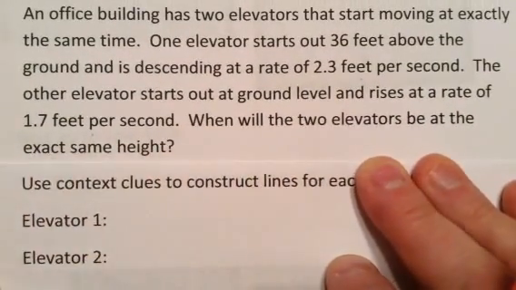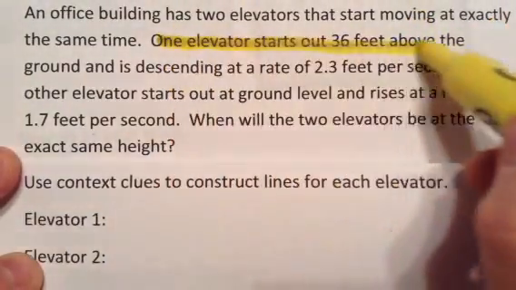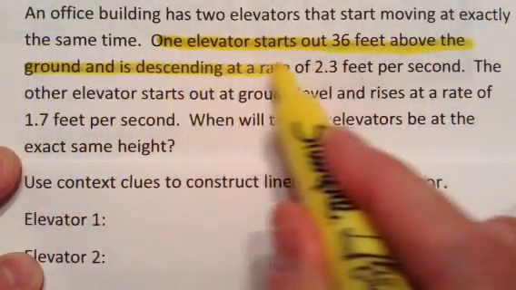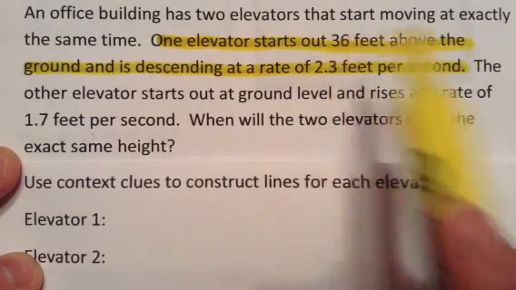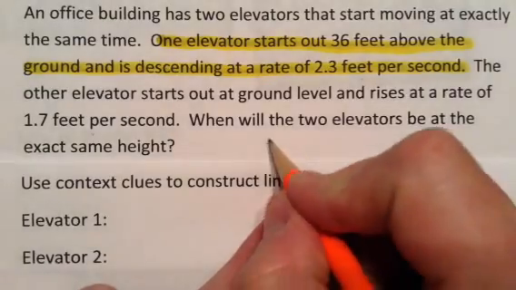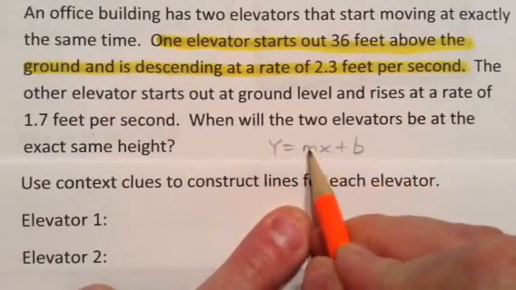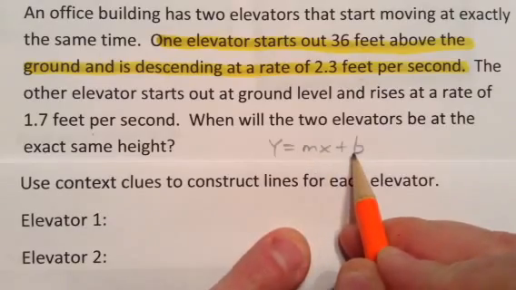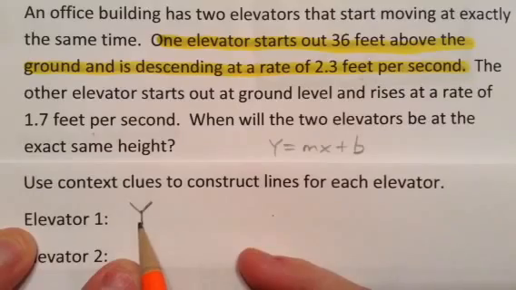So we're going to use context clues to construct it. Let's look at elevator 1. So I'm going to highlight elevator 1. We have a rate, feet per second, and we have a starting amount. So we need to remember y equals mx plus b, that's my rate of change and that's my starting amount. So we can have the height, remember y is the height of my first elevator.